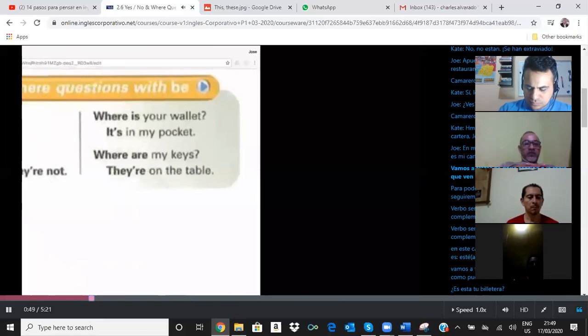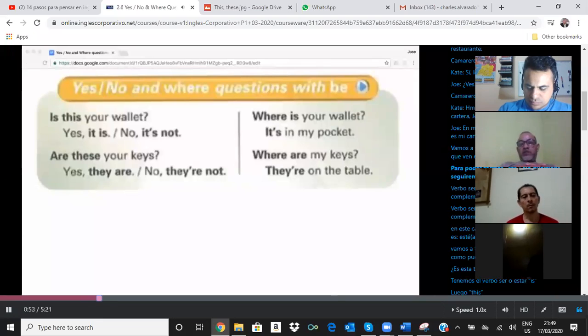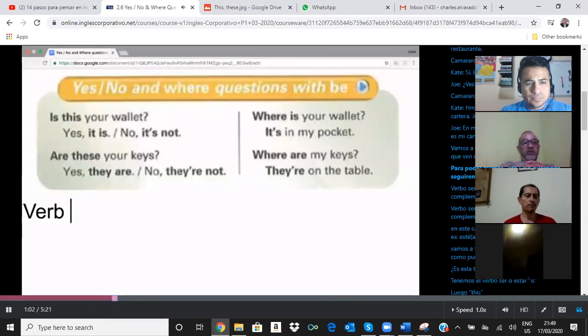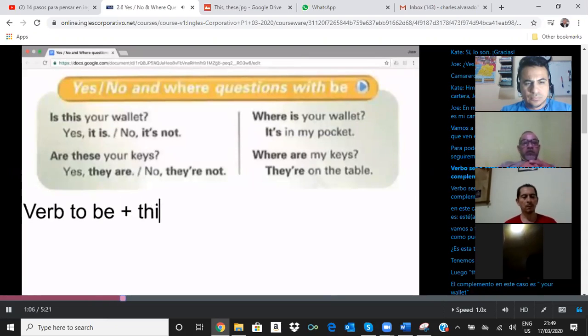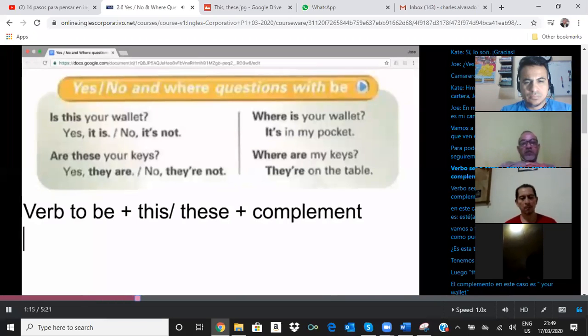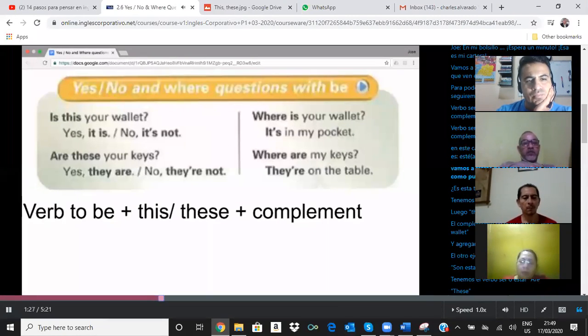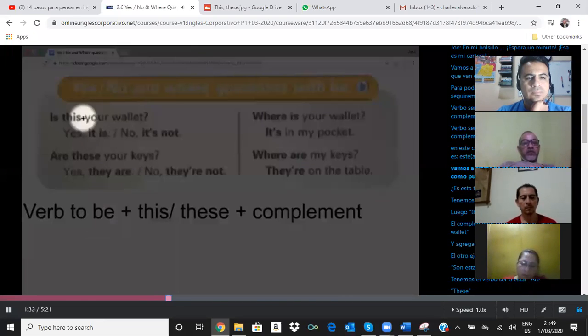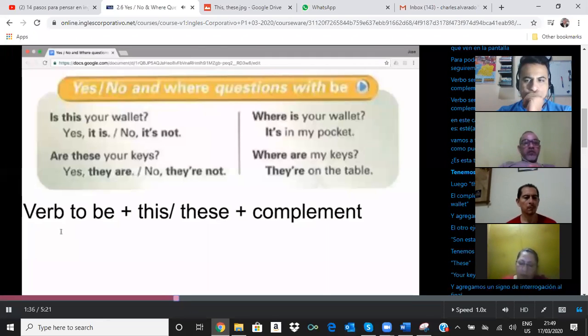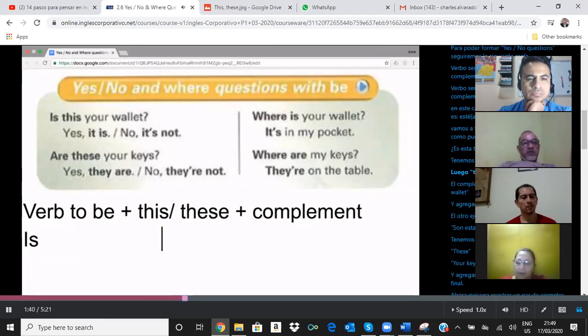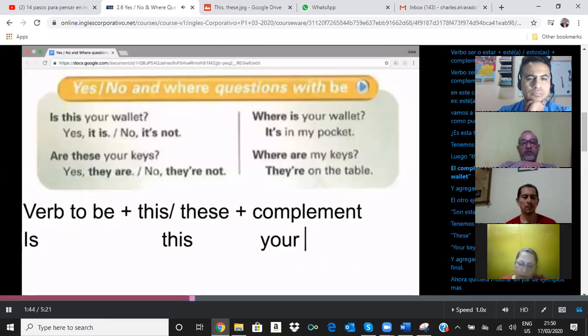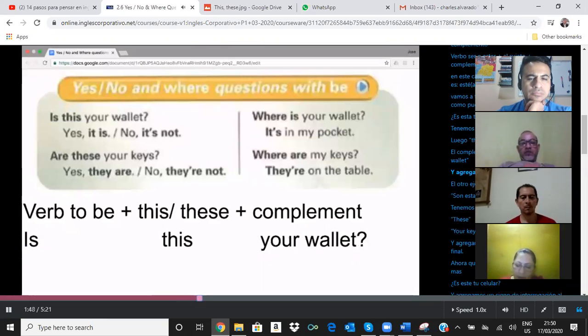That is my wallet. Let's try to make sense of the chart that you see on the screen. In order to form yes or no questions, we're going to follow the next formula. Verb to be plus this, or in this case could be these, plus some kind of complement. So verb to be plus subject plus complement. In this case, we want to say that the subject is this or these. So let's try to make some examples. As you can see on the screen, the example, is this your wallet? We have the verb to be, in this case happens to be is, and then we're going to use this. The complement in this case is your wallet. And then of course we put a question mark there.